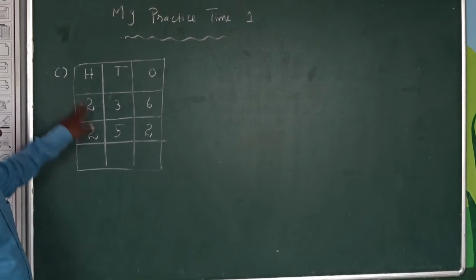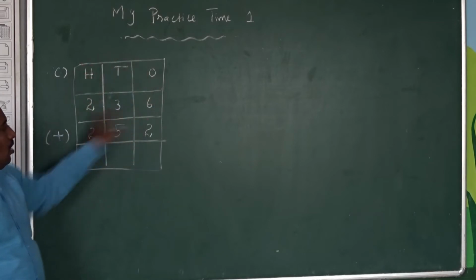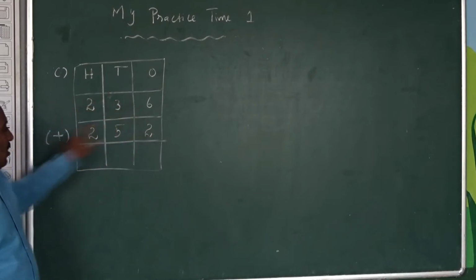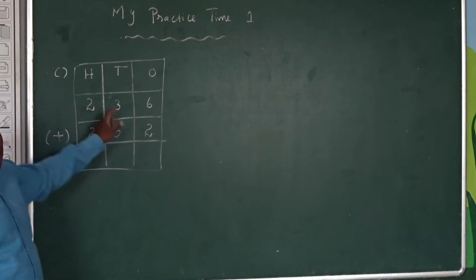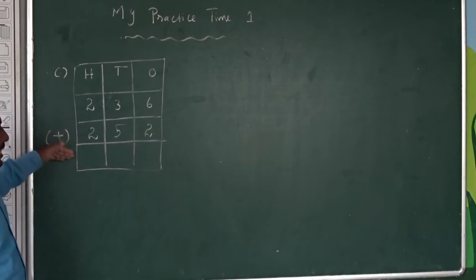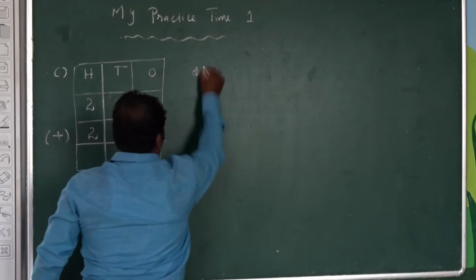C part: ones, tens, hundreds, it is the place value. Question number 236 plus 252. These are two 3-digit numbers. So first step, we add the ones place.